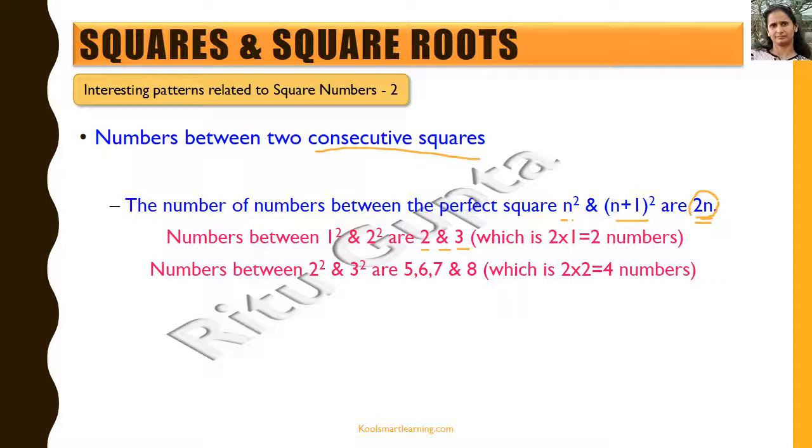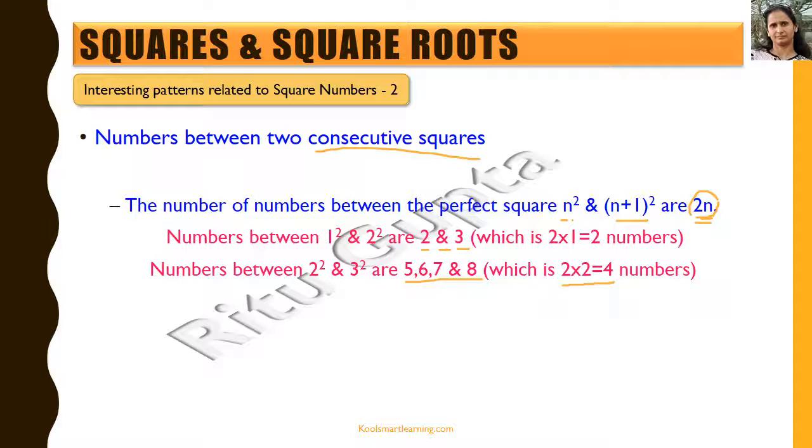Similarly, if we take the numbers between 2 square and 3 square, in this case n is 2, and the numbers that we have to find are the numbers present between 4 and 9, which are 5, 6, 7 and 8. So these numbers are 2n, which is 4 numbers, n in this case being 2.